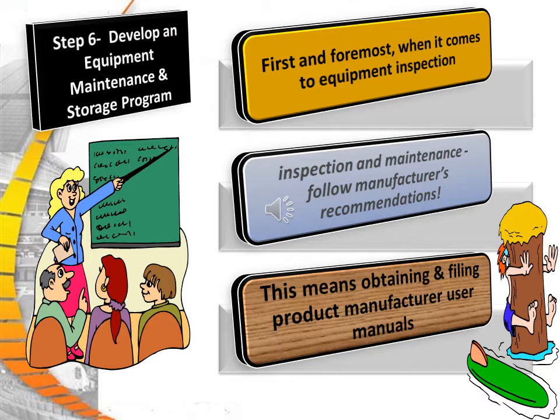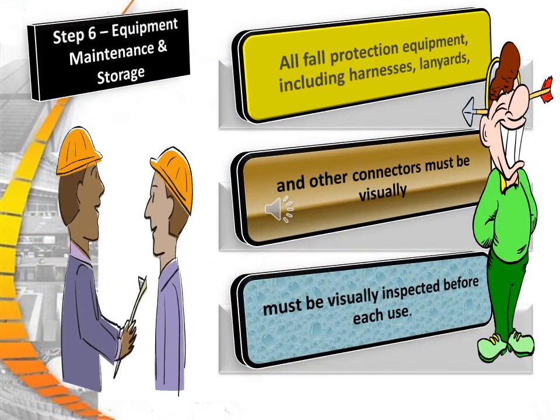First and foremost, when it comes to equipment inspection, inspect and maintain following the manufacturer's recommendations. This means obtaining and following the product manufacturer's user's manuals. All fall protection equipment, including harnesses, lanyards, and other connectors, must be visually inspected before each use.